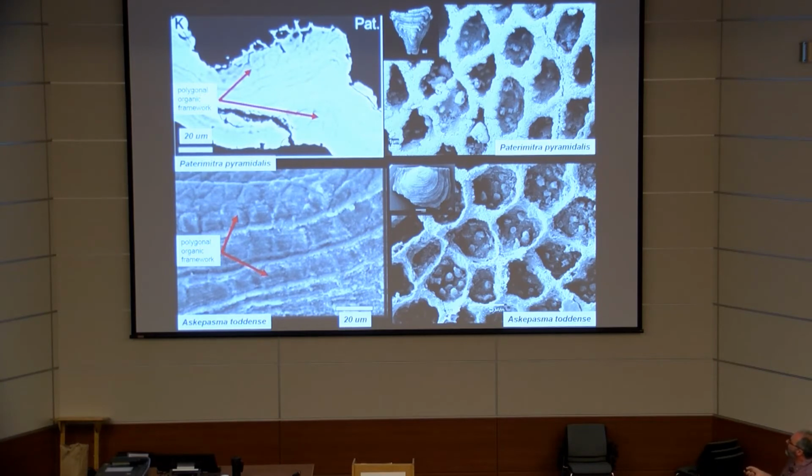And interestingly, when we cut open the paterinid brachiopod Patermitra pyramidalis, it has exactly the same polygonal network, in terms of scale and in terms of shape. Here's a comparison of the exteriors of Ascopasma and Patermitra. Even the tiny dots in here are the same, and they have the same structures. So we believe that these are homologous, and so that's why we think that Patermitra is a stem group brachiopod form.